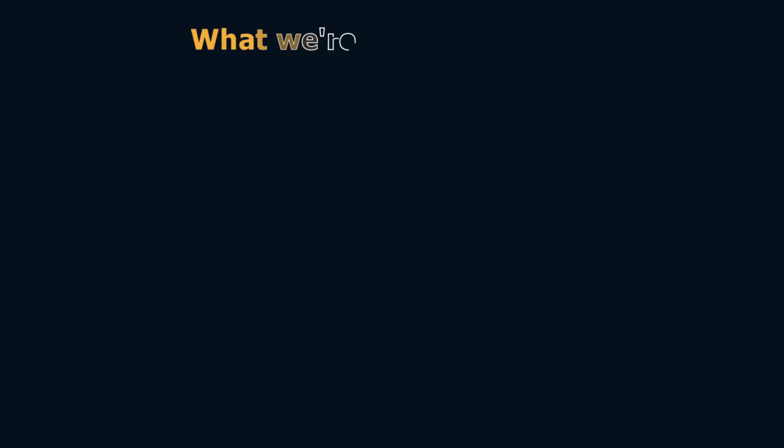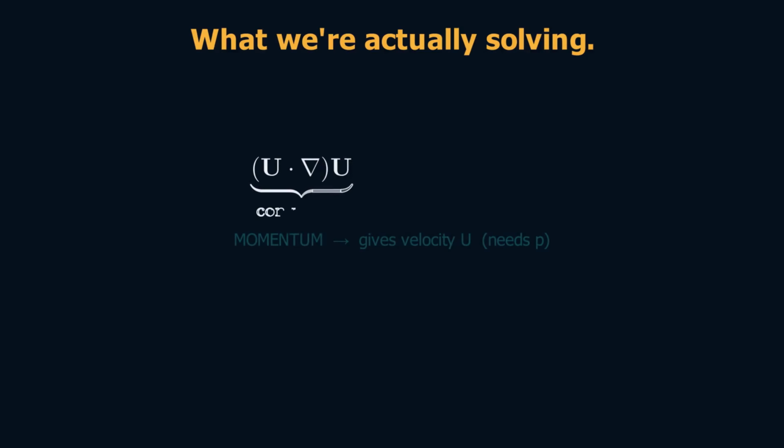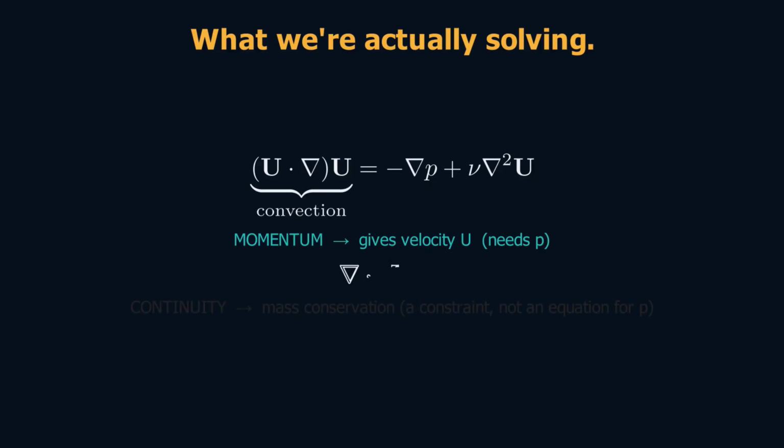Incompressible flow comes down to two equations. Keep your eye on what each one gives us. The momentum equation gives us velocity, but notice, it needs the pressure gradient on the right-hand side to do so. The continuity equation says mass is conserved, the velocity field must be divergence-free. But look closely, pressure doesn't even appear in it. Hold that thought.